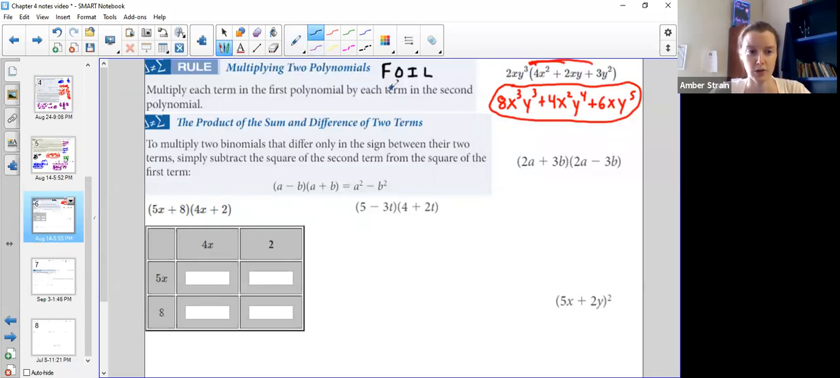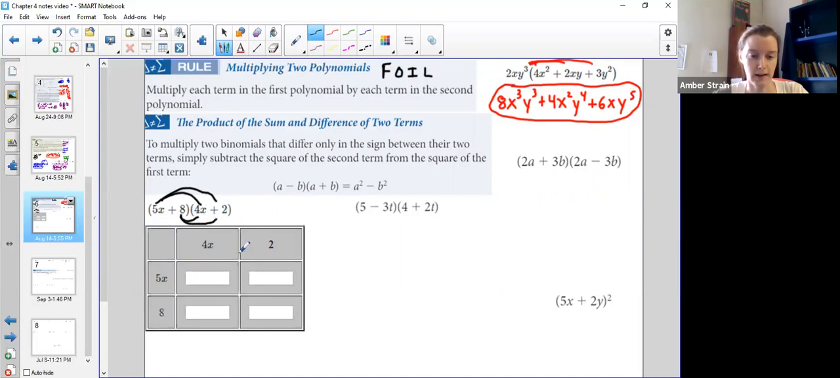I use it kind of casually as just a word that means multiply polynomials together, even though technically that's not what it means. It's an acronym that stands for first, outer, inner, last. But basically it's just reminding you that you have to make sure that you get everybody to everybody. So in an example like this, if I had 5x plus 8 times 4x plus 2, you can think of it as kind of a 2-by-2 chart. The 5x needs to go to both the 4x and the 2, and the 8 also needs to go to the 4x and the 2.